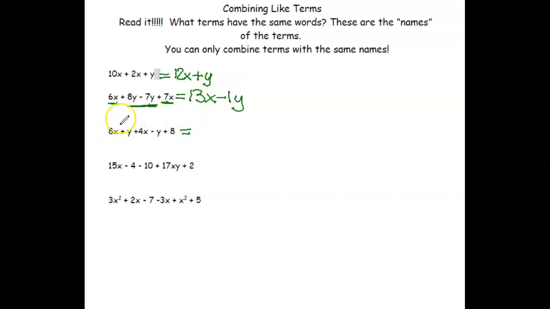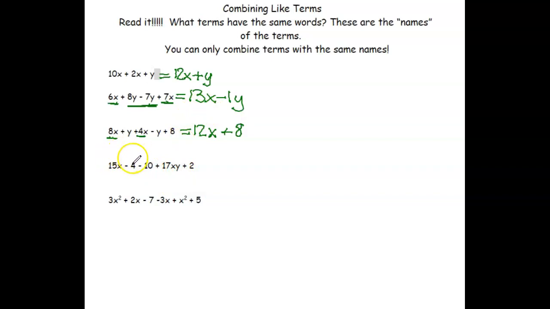The next one also involves a constant, which is what you call a number that's hanging out there with no last name. So I have 8x plus y plus 4x minus y plus 8. So again, I have 8x plus 4x, that's 12 x's. I have y minus y. 1 minus 1 is 0, so I'm not going to write anything down for the y's. And then I have just the constant of 8. 8 doesn't have anything to combine with, so it's just 12x plus 8.